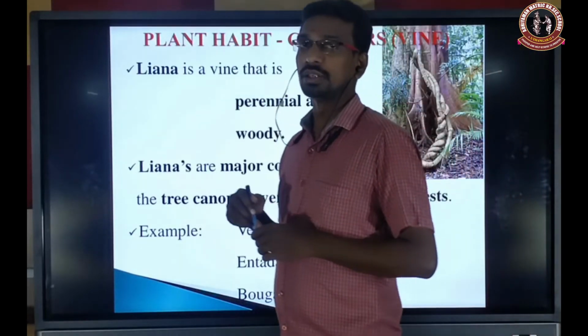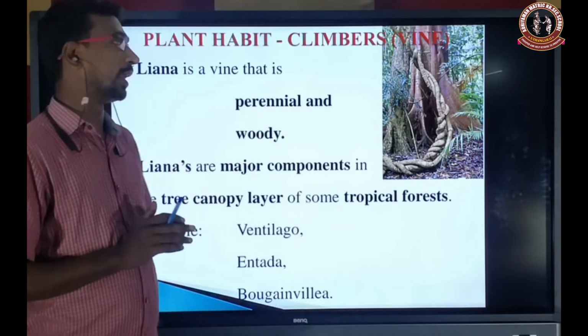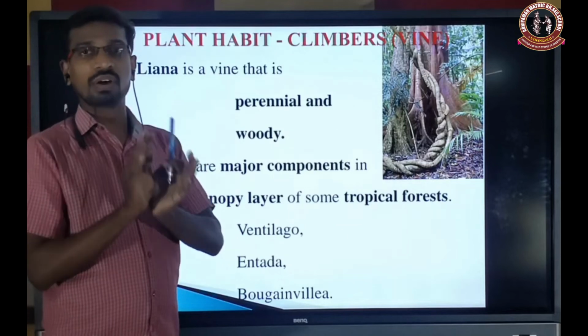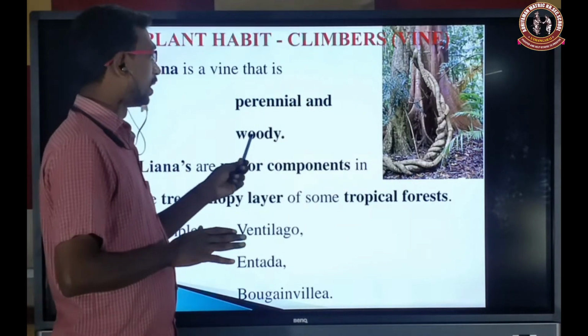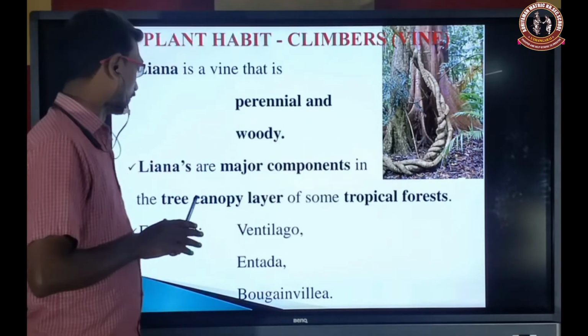Liana. As I already said, if it has a woody stem, that is a liana. It's generally called a liana. It's also like a climber. A liana is a vine. It is one type of what? Climbers. Then it is a perennial and woody.